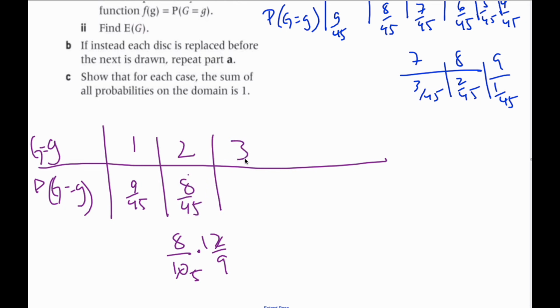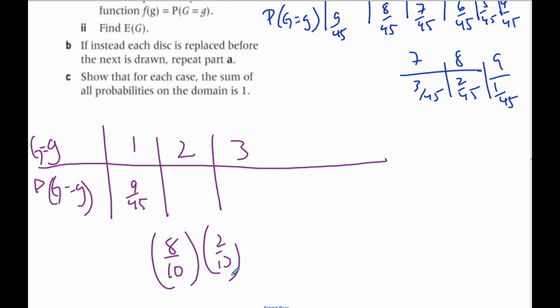I goofed. Let me try that again. Let me try 2 again. So for 2, I know the first try is going to be a green, and the next try is going to be a 2 out of 10. So I have 16 over 100, so this is 5, a 1, this is 5 and a 4, so I get 4 out of 25.